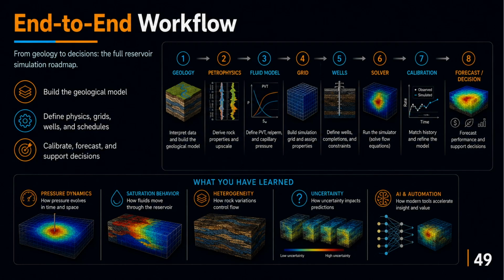Next, we run the simulator and generate outputs such as pressure, saturation, rates, plume evolution, and risk indicators. We compare these outputs with field data through history matching. We then quantify uncertainty, run sensitivity analysis, and optimize operations. Finally, monitoring data are used to update the digital twin and improve future decisions. This workflow is powerful because it is iterative. It does not end after one simulation.